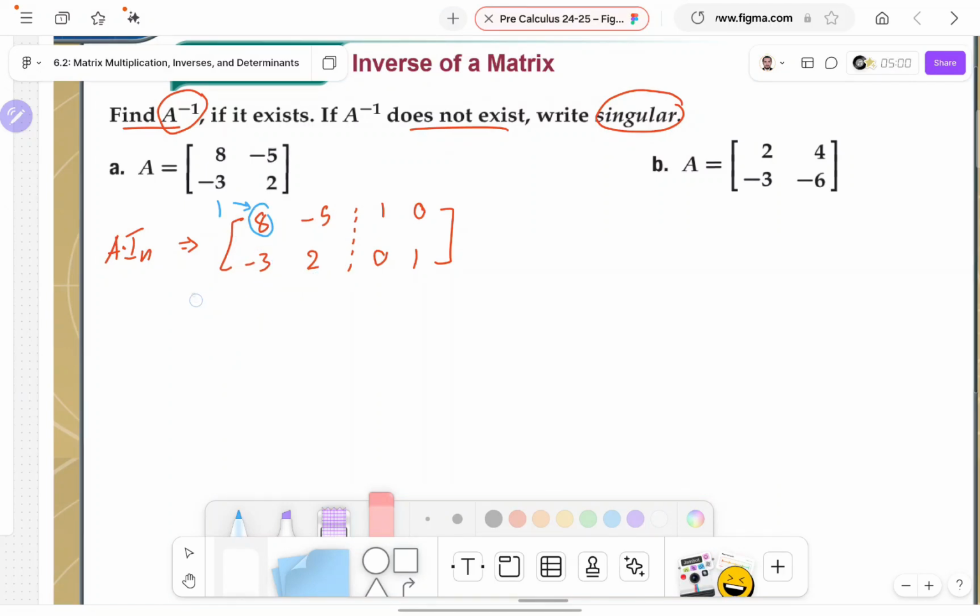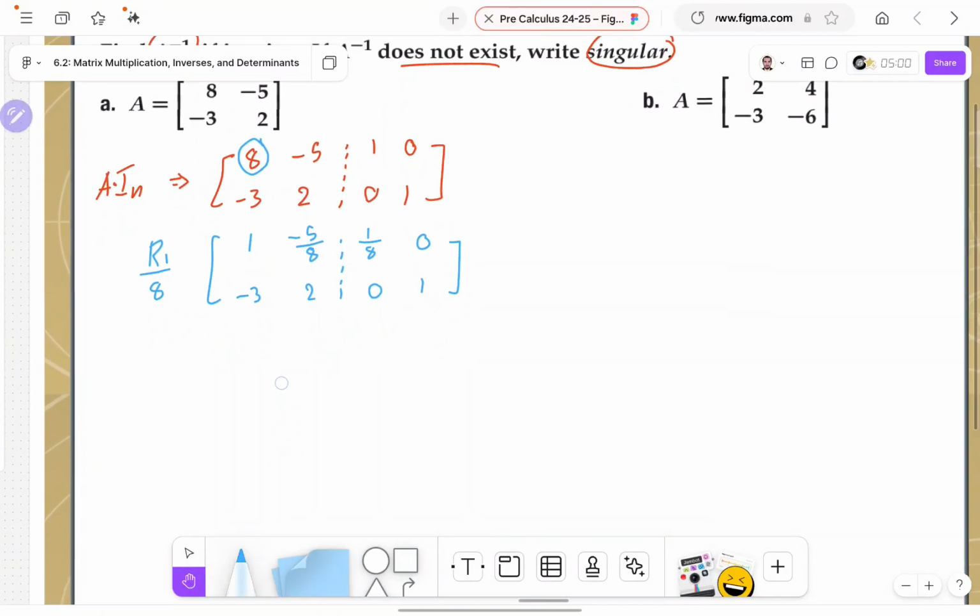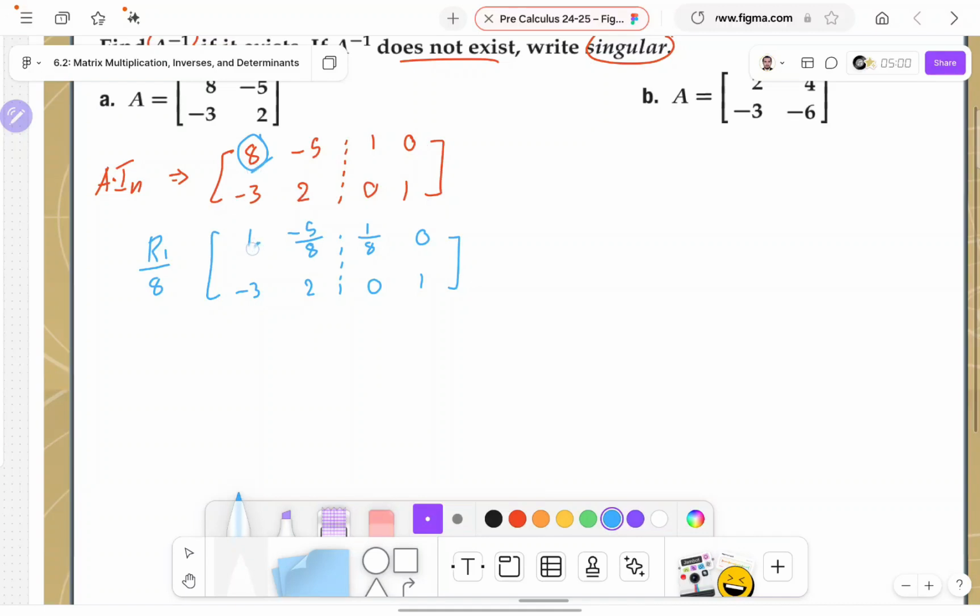How to make this value equal to 0 and how to make this value equal to 1. First step is to make this one equal to 1. I need to divide row 1 by 8. So if I divide row 1 by 8, this one becomes 1, this one will become negative 5 over 8, this one will become 1 over 8, then 0, negative 3, 2, 0, 1. So this is the first step. Now I made this value equal to 1. Now I need to make this value equal to 0.